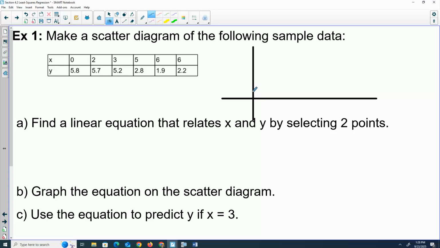Are we drawing? You can do whichever way. Are you just going through the calculator right now? Yeah. So you can put it in the calculator if you want. Put it up here. I'll just go ahead and do it. 0.5.